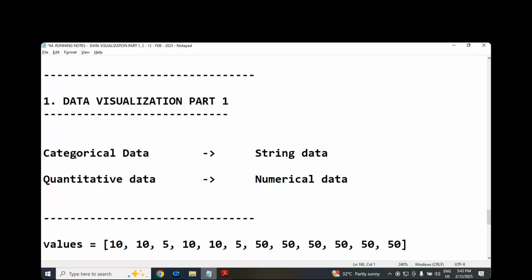Let me ask you a question. Categorical data means? String data. Quantitative data means numerical data. Numerical data. Make a note on this.